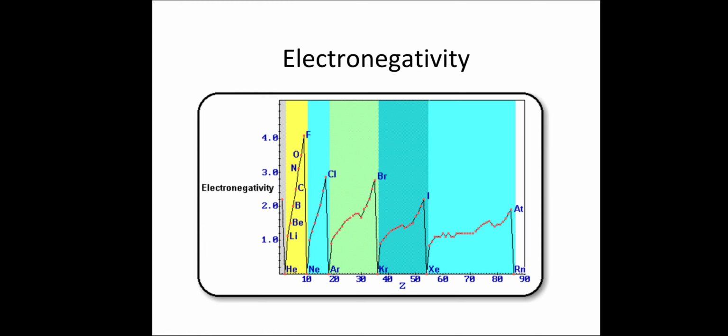On the Pauling scale, for fluorine, the electronegativity value is 4, and for chlorine, it is 3. For bromine, it is 2.8, and for iodine, it is 2.5. Other electronegative elements are oxygen and nitrogen. For oxygen, the electronegativity value is 3.5, and for nitrogen, it is 3.1.